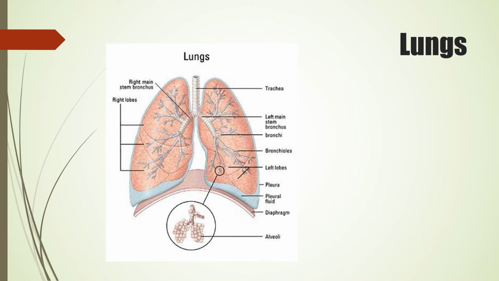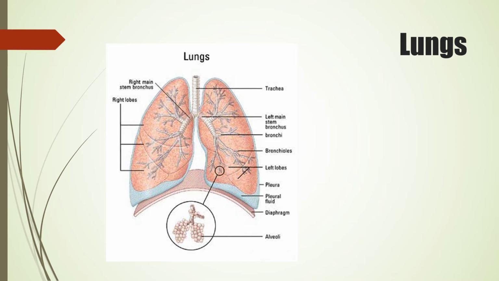Each lung has a double layered covering. Children, you can see the figure. It's a double layered covering. It is also called the pleura. Lungs are elastic like a sponge. Lungs are made up of many small compartments called alveoli. A rich network of capillaries is present around each alveolus.